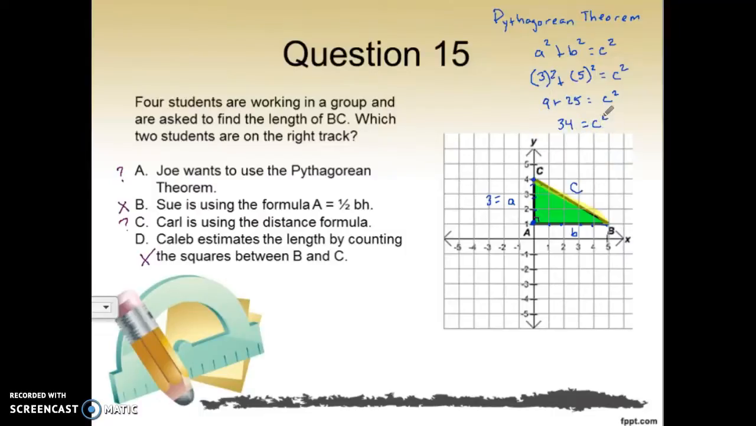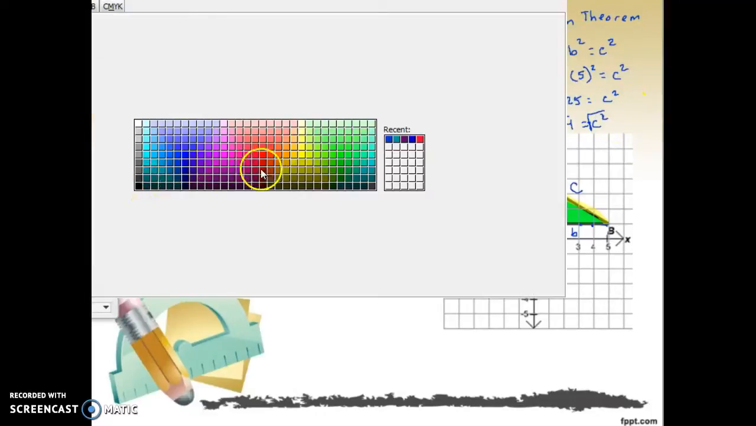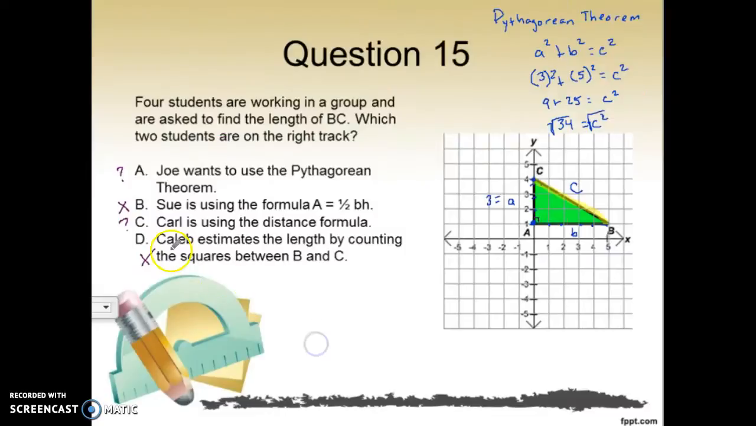I'm not interested in c squared, though, remember. I want to find the square root of 34, and that will tell me c. So, yeah, the Pythagorean theorem looks like a good way to do this. All right, but let's check. So this one, I'm going to change that to a check. That looks like a pretty good way to do that.